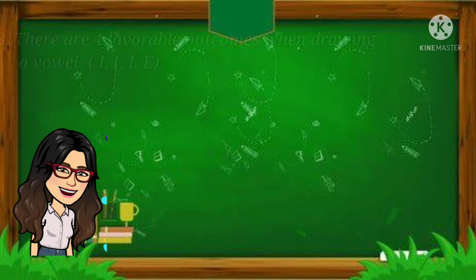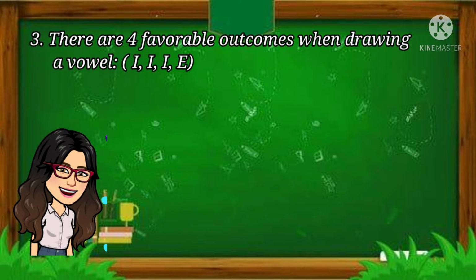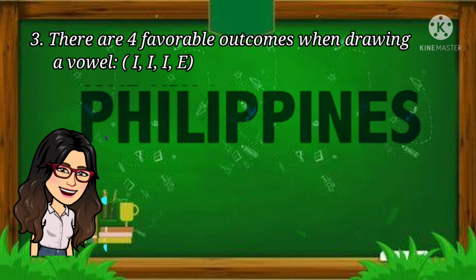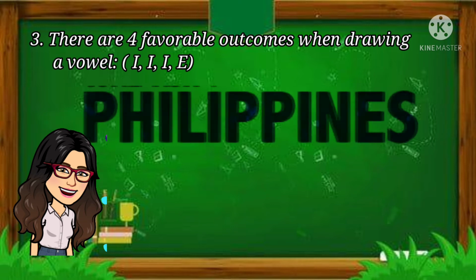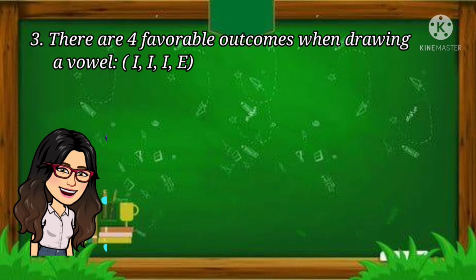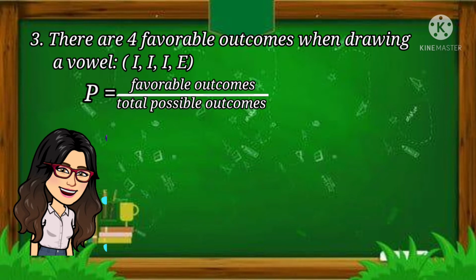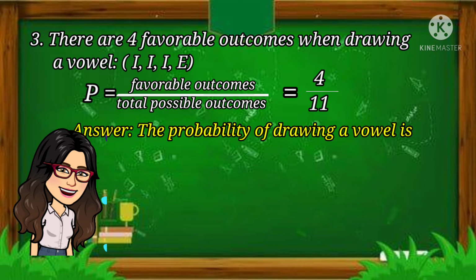For the third question, there are 4 favorable outcomes when drawing a vowel. We have 4 vowels in the word Philippines. We have I and E. So this is our formula in finding the probability. P is equal to favorable outcomes over total possible outcomes. Our favorable outcomes is 4 and the total possible outcome is 11. Therefore, the probability of drawing a vowel is 4 over 11.